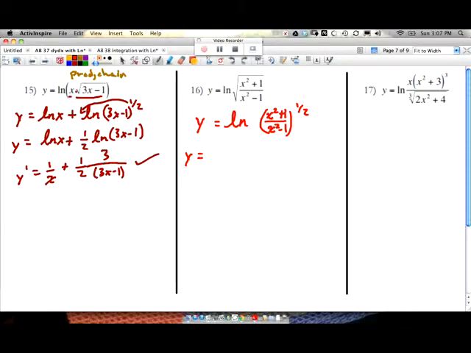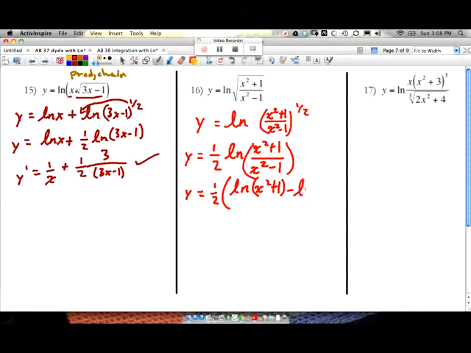There we go. So let's drop the 1/2 because that's kind of like the most outside layer of this. We'd have natural log of x squared plus 1 over x squared minus 1. Now keep going. y equals 1/2. Now that 1/2 is going to be applied to both these pieces, so I'm going to keep it outside here. Natural log of x squared plus 1 minus natural log of x squared minus 1.